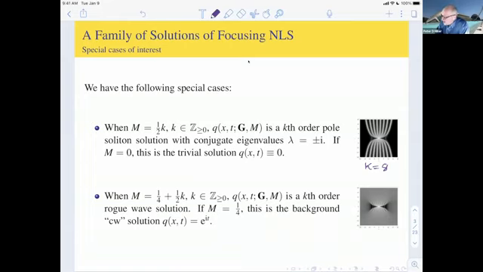All right, and then on the other hand, if you take this m parameter to be a half integer plus a quarter, so you shift everything by 1/4, then this q is instead a kth order rogue wave solution.